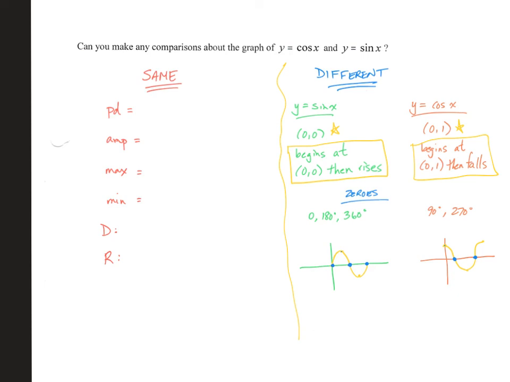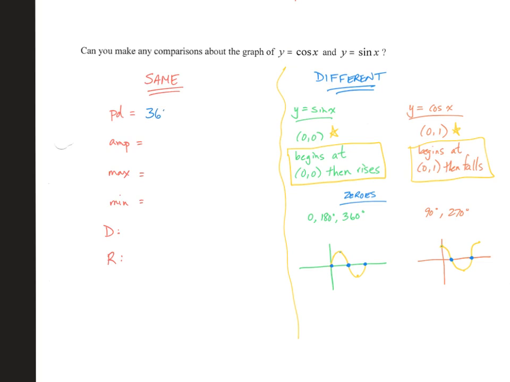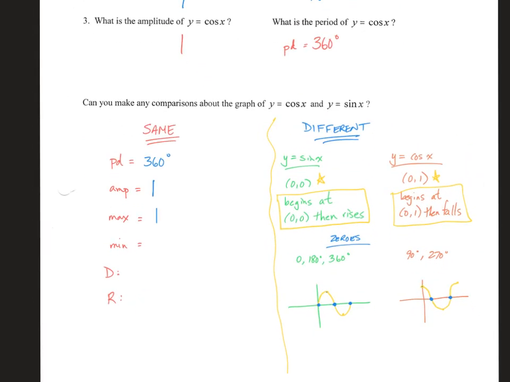If we were to examine now the left side of that page, we should be able to go through and pick out all the things about those two curves that are the same. My period, how long does it take for each one of those curves to repeat? 360 degrees. What is the amplitude of each one of those curves? They each have an amplitude of 1. Why? Because they each have a maximum of 1, and they each hit a minimum at -1.